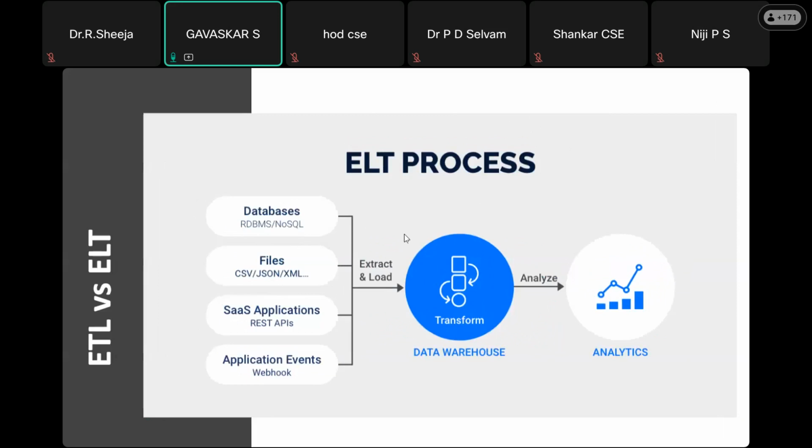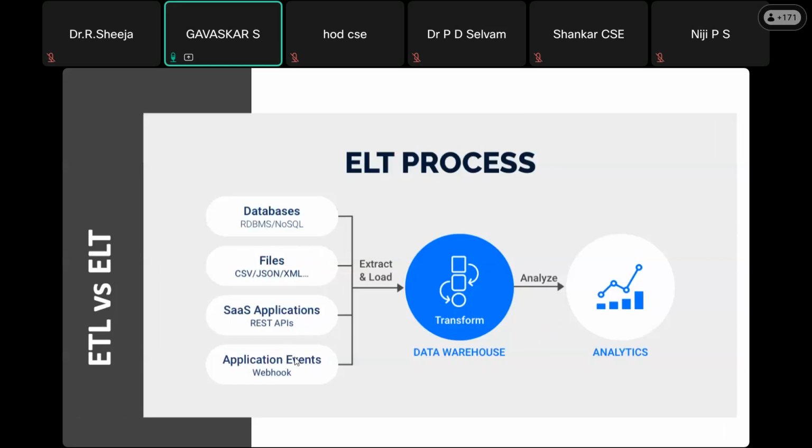So you can see that data can be extracted, as I mentioned previously, from the databases. The database may be a relational database management system, or it may be a NoSQL database such as MongoDB. We can extract the data from files. In most of the industry scenarios I worked with, we were working with CSV and JSON files or XML files, and normally in this scenario, we'll be working with CSV or JSON files. And in SaaS applications, we'll be getting the data from the REST API, using API calls.